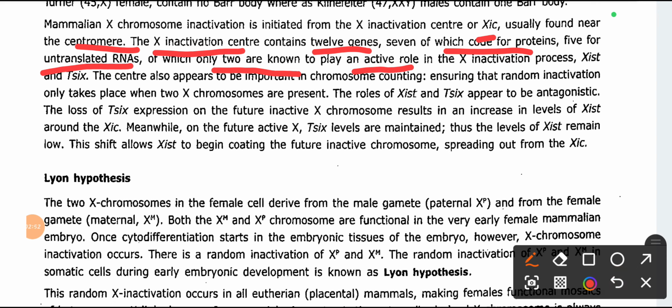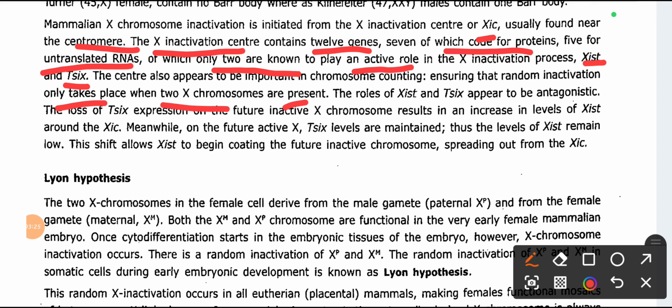Which two untranslated RNAs play a role in X inactivation? It is XIST and TSIX. This center is also important in chromosome counting, which ensures that random inactivation only takes place when two chromosomes are present. XIST and TSIX are both involved in chromosome counting, which counts the number of X chromosomes, and accordingly Barr body formation will take place.